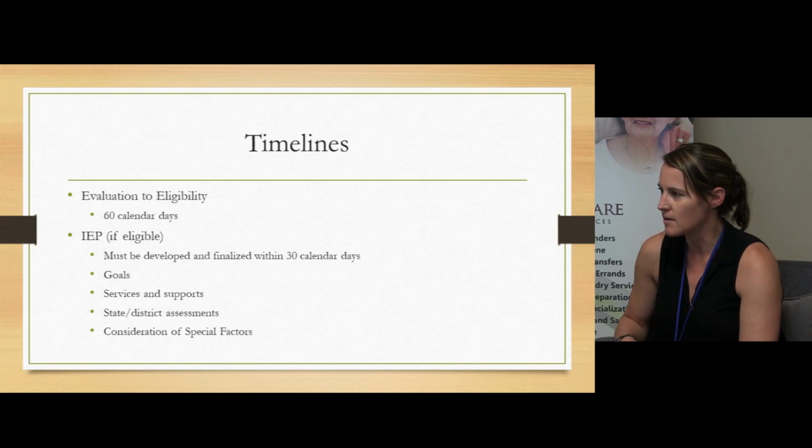It'll go through state and district assessments, like extra time, or do they need to take an alternate assessment if they can't meet the state grade level criteria. And then consideration of special factors is, do they need a healthcare plan? If they're blind, do they need a vision plan, or if they have a hearing impairment, a communication plan, or transportation is included in that too. So they really look at everything that the student needs to access school.